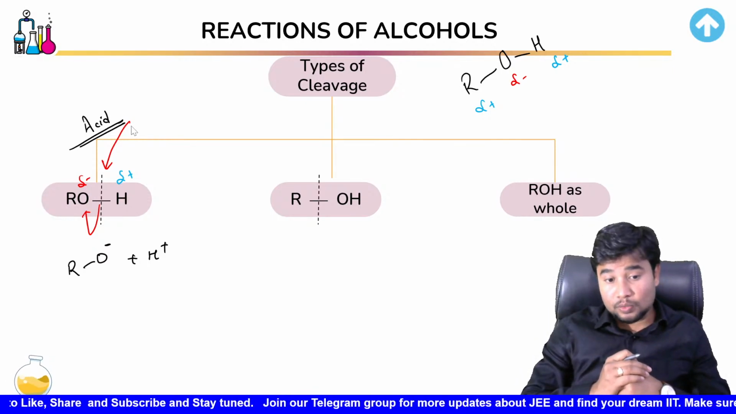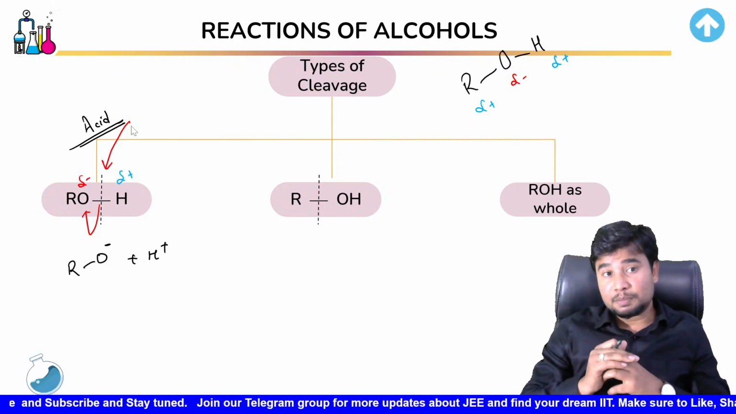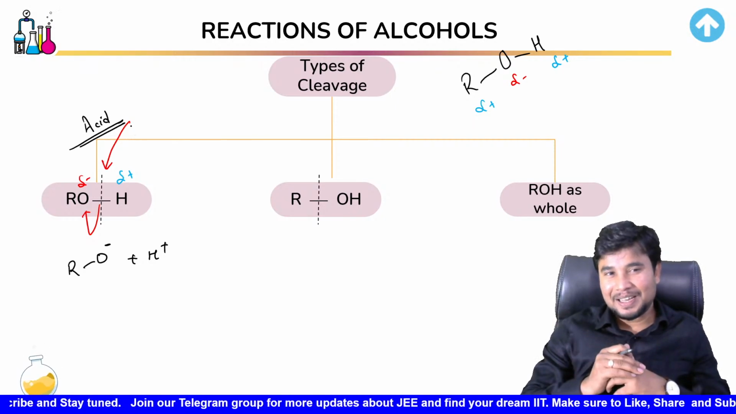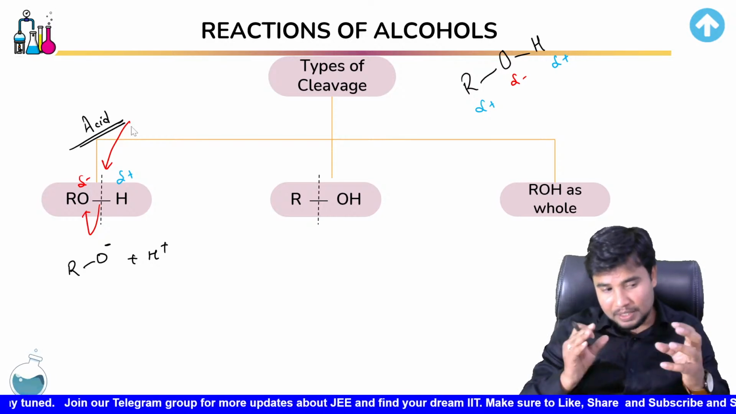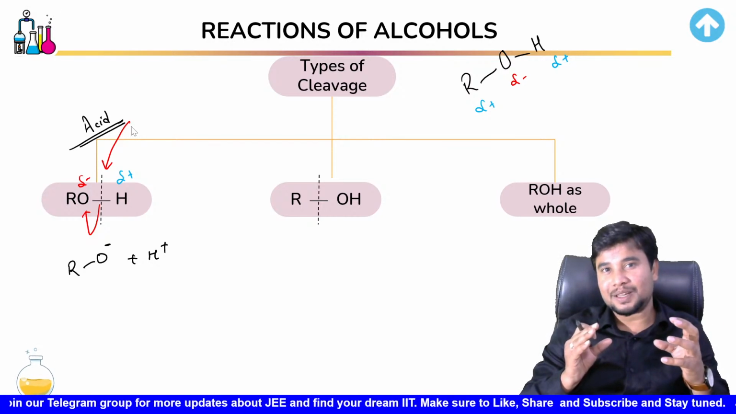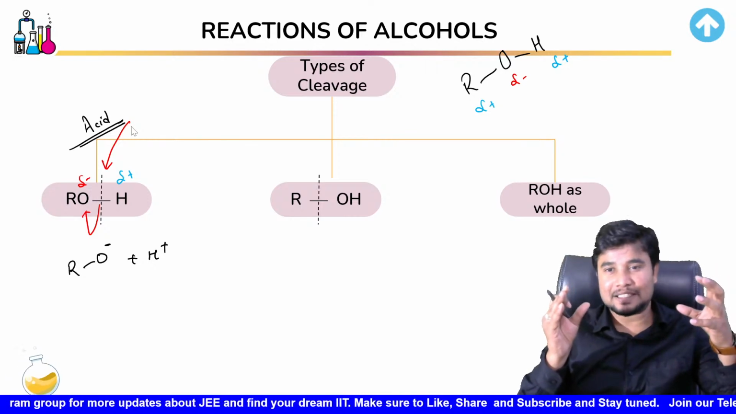So let us look at what would happen if ROH is being broken from another place, right? You just understood the first is the place where the O and H bond is being cleaved. H plus comes out, O minus gets created.